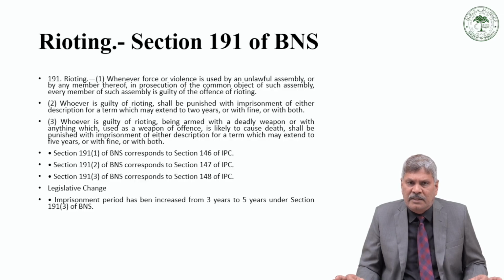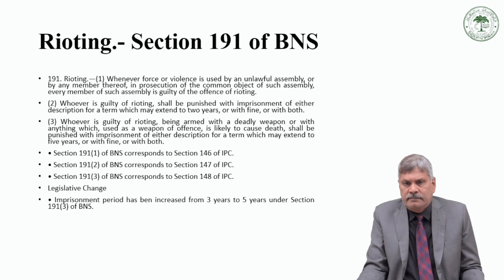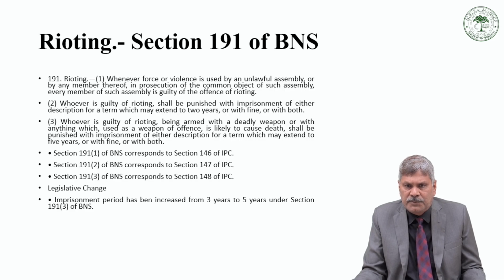Subsection 2 of section 191 provides: whoever is guilty of rioting shall be punished with imprisonment of either description for a term which may extend to 2 years or with fine or with both. Subsection 3 provides: whoever is guilty of rioting, being armed with a deadly weapon or with anything which used as a weapon of offence is likely to cause death, shall be punished with imprisonment of either description for a term which may extend to 5 years or with fine or with both.